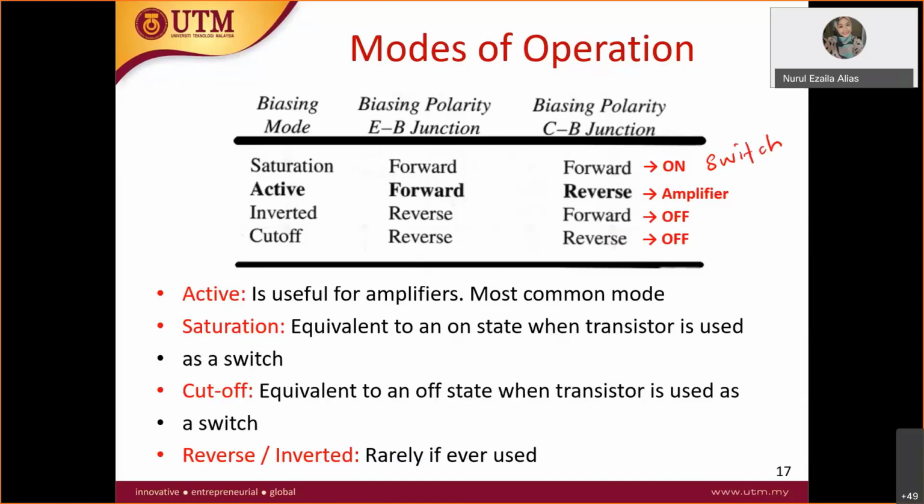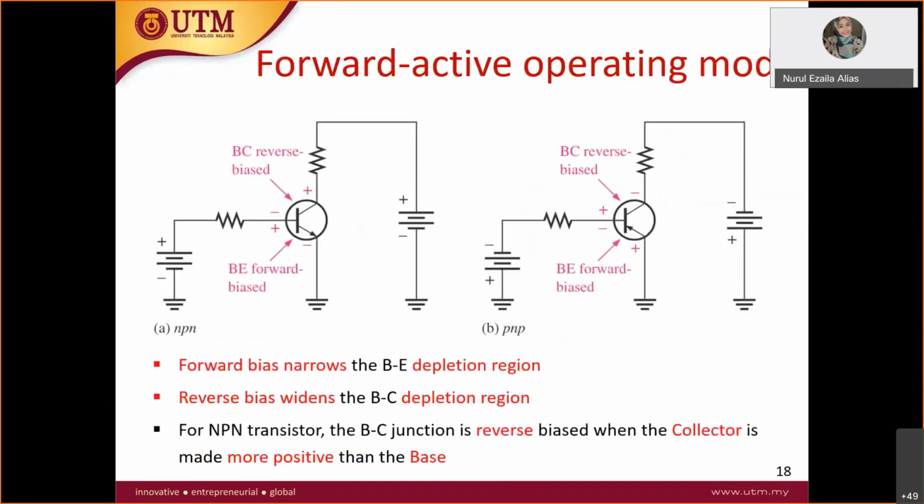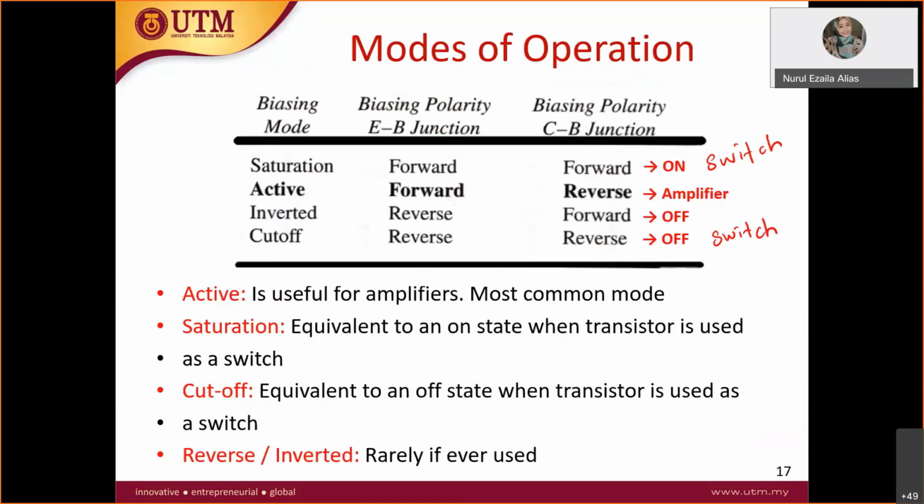This will behave like an off switch. Okay, and active mode is when you want to make your BJT become an amplifier. So this is what I mean by the forward active. Forward active means that the BE junction, your base to emitter junction, is forward biased, and the collector to base junction is reverse biased. So let's take a look.